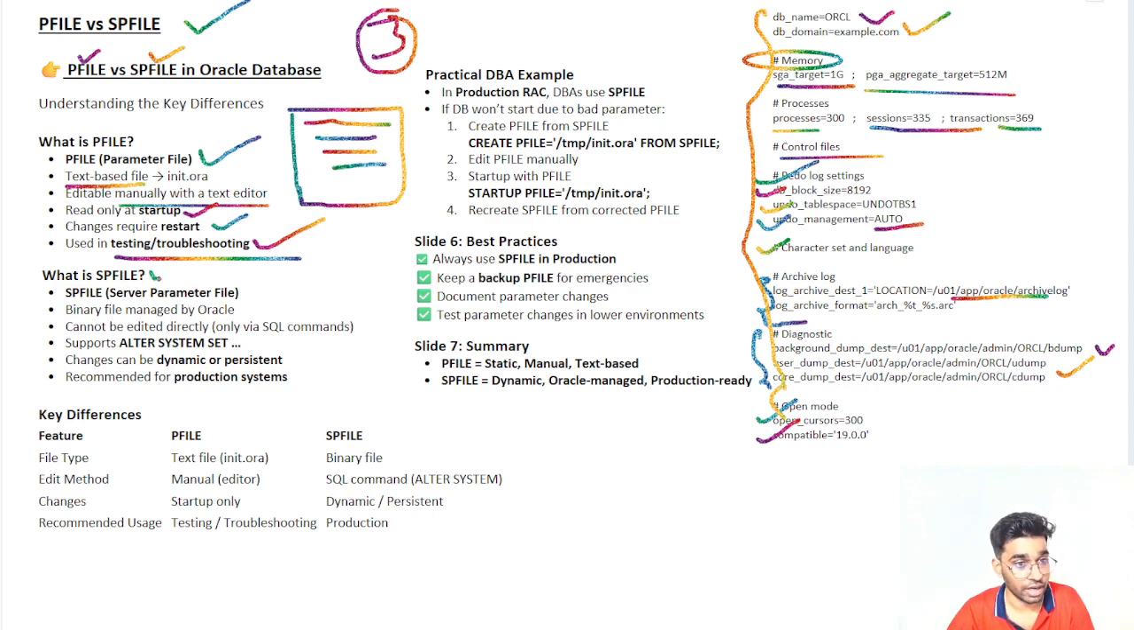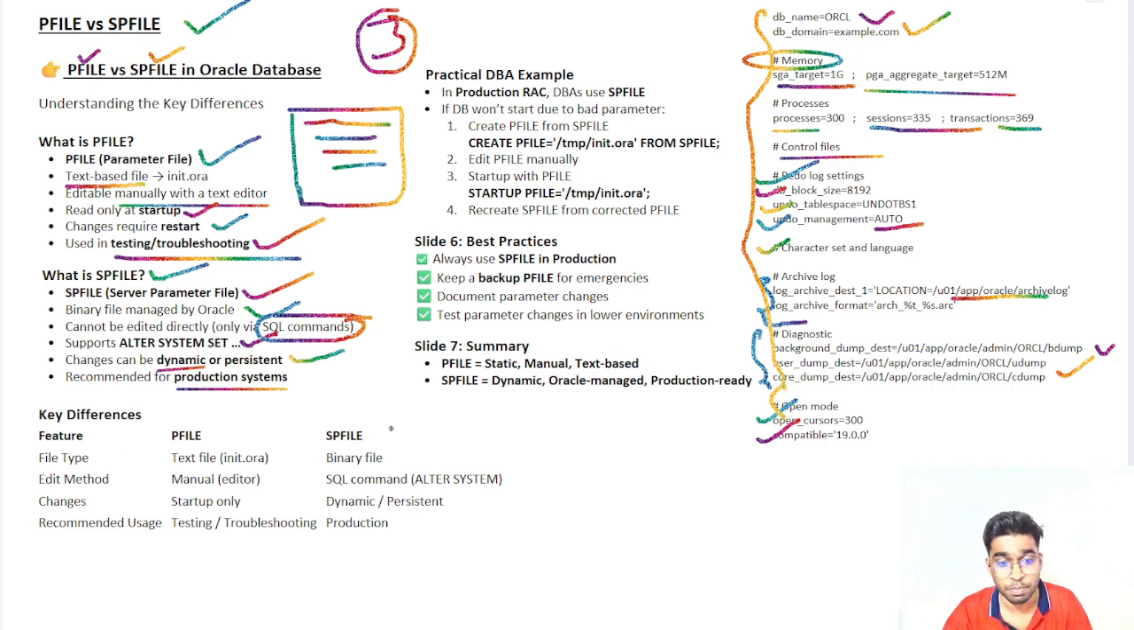And what is the SPFILE? SPFILE is the server parameter file. This is a binary file and contains all the parameters, but we cannot modify it like a text file. It can be modified with SQL commands, like ALTER SYSTEM. These changes can be done dynamically, meaning a database restart is not required to modify this SPFILE. It is recommended for production systems, because a database restart is not required.